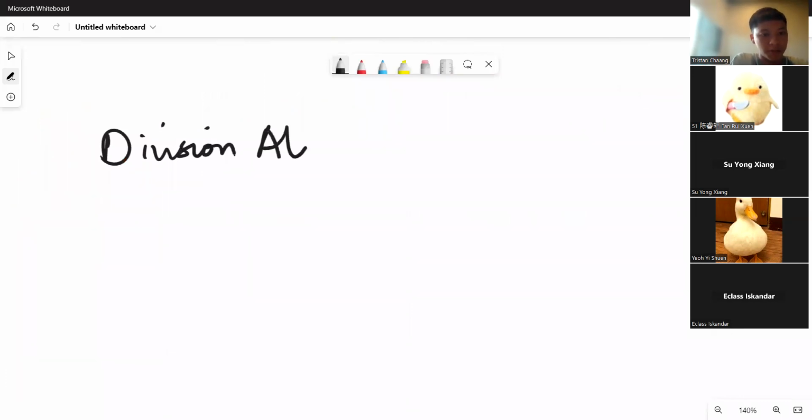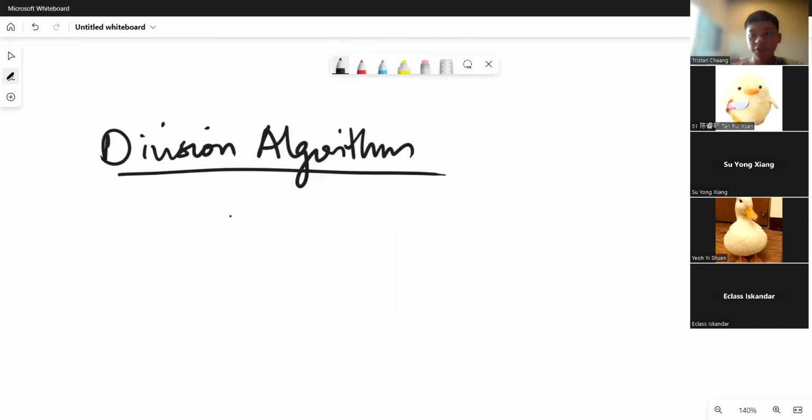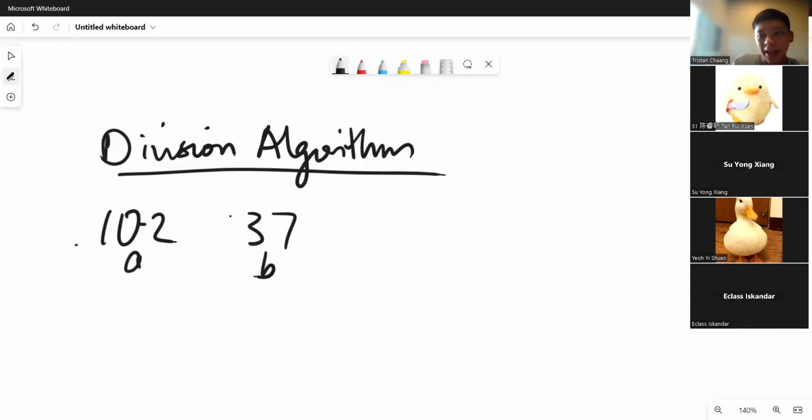The division algorithm. For positive integers, there's an analogous concept. For example, if we have 102 and 37, let's say this number is A and this number is B. We can always write A as a multiple of B plus a number that is smaller than B.